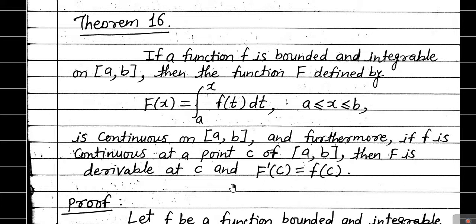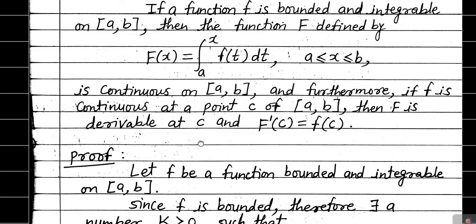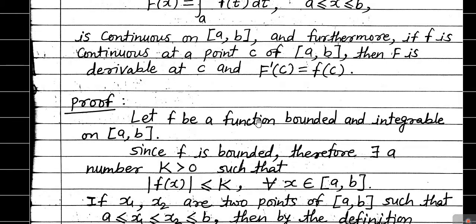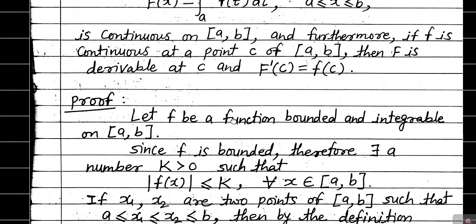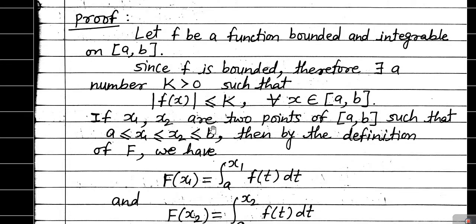Now we will prove this theorem, theorem number 16. The proof is: let small f be a function bounded and integrable on the closed interval a to b. As the function small f is bounded, by definition there exists a number k greater than 0 such that mod of f of x is less than or equal to k for all x belonging to the closed interval a to b.